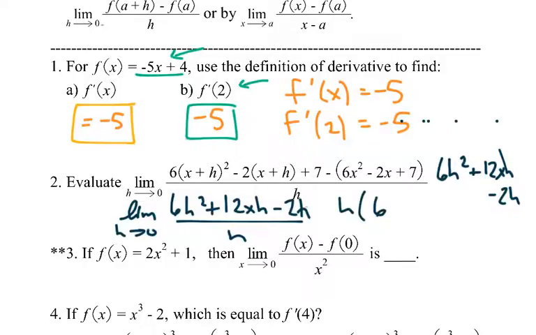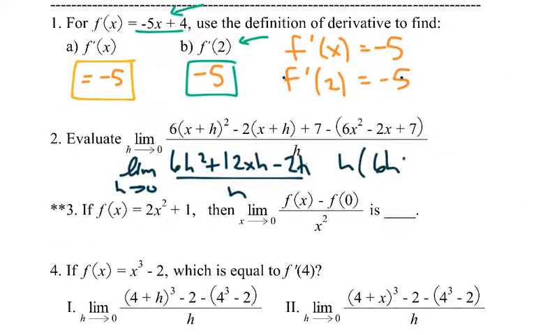We're left with 6h plus 12xh minus 2. Oops, and that h got factored out of the 12xh. So it's really just 6h plus 12x minus 2 over h. And then, just like we've been doing with limits, that h gets canceled out, and we're left with 6h plus 12x minus 2.